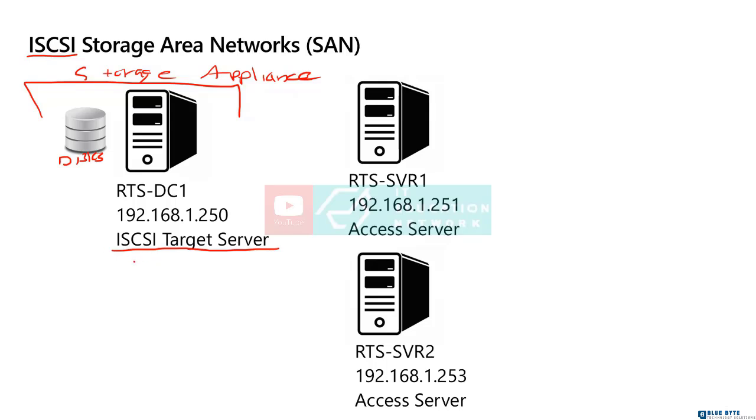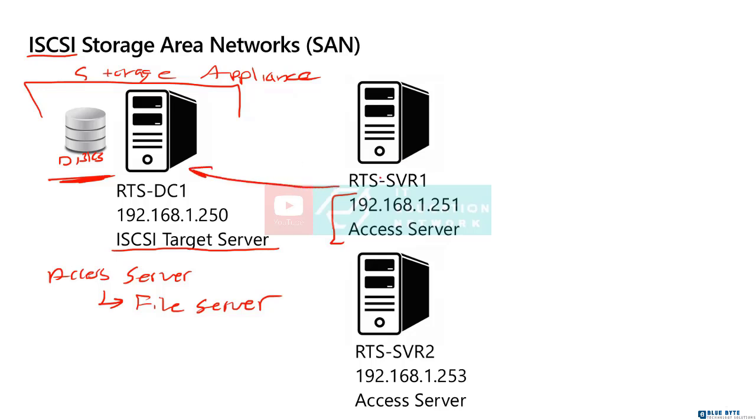Now, there is a lot of security built into this. When I configure the iSCSI target server, I have to define the access servers. Now, an access server is really a file server. So I have all this storage here on the back end. When I configure this, I'm going to say my access servers will be 192.168.1.251, the RTS serve 1. When I connect RTS serve 1, it's going to connect to the drive.